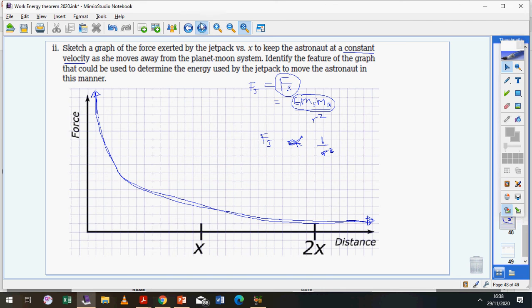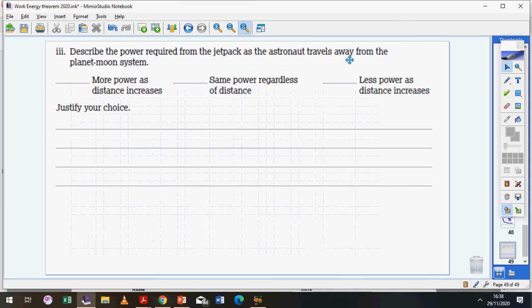Describe the power required from the jetpack as the astronaut travels away from the planet moon system. Does he require more power as distance increases, the same power regardless of distance, or less power as distance increases? I'm going to go with less power, because we know power is the rate at which work is done, so work done divided by time. Work done is force times distance divided by time. Distance divided by time is velocity, so power is force times velocity, and this velocity is the average velocity.